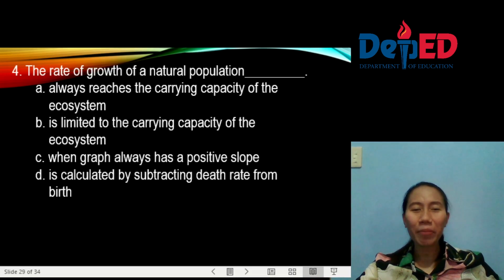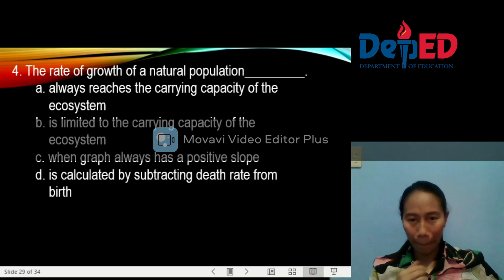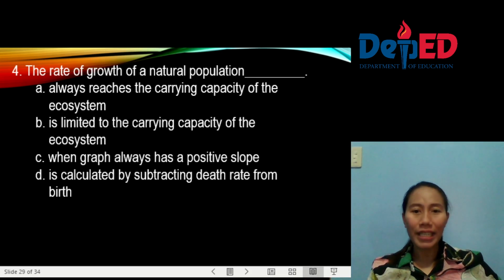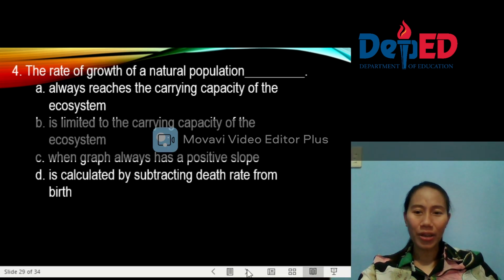Okay, for question number 4. The rate of growth of a natural population, blank. A, always reaches the carrying capacity of the ecosystem. B, is limited to the carrying capacity of ecosystem. C, when graph always has a positive slope. Letter D, is calculated by subtracting death rate from birth rate. Okay, choose your answer.